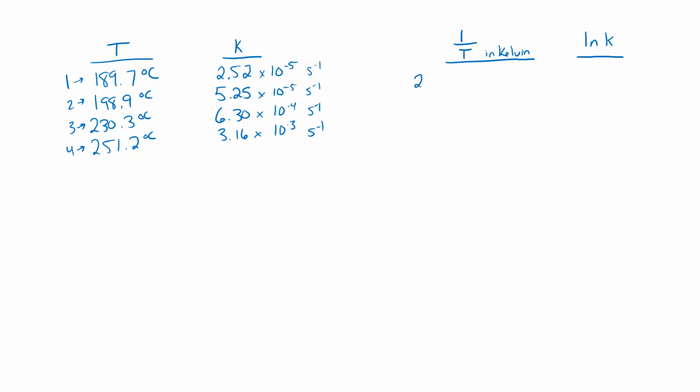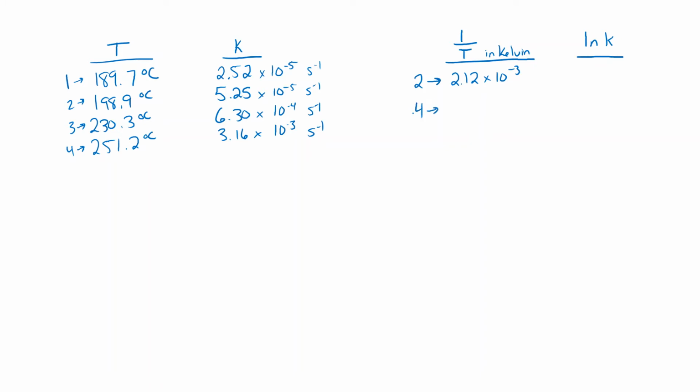So for entry 2, 1 over T in Kelvin ends up being 2.12 times 10 to the negative third, right? So to figure this out, of course, we're just taking the temperature in Celsius, adding 273.15 to get it into Kelvin. So that comes out to about 472-ish, right? And then taking 1 over that number to get the 1 over T in Kelvin.